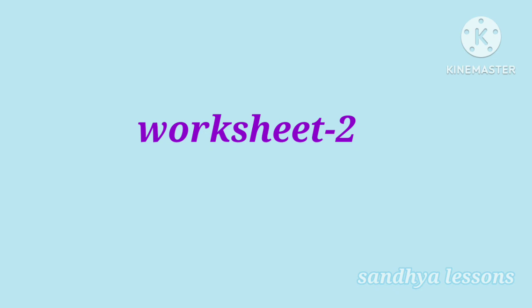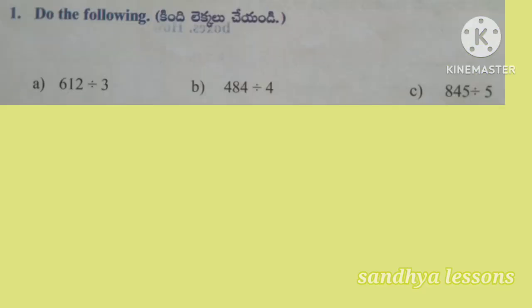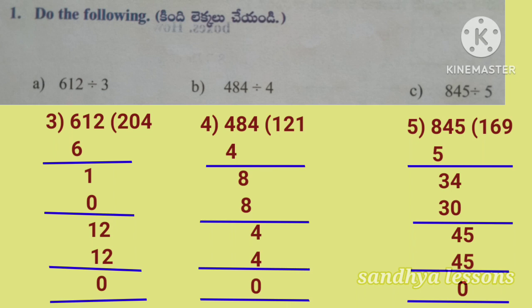Worksheet 2. First Roman, do the following. A problem. 612 divided by 3. By dividing 612 with 3, we get quotient 204 and remainder 0.